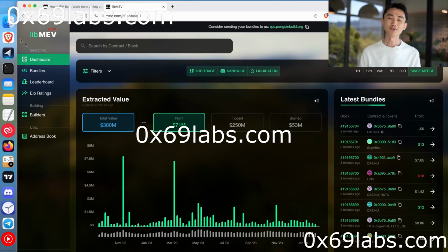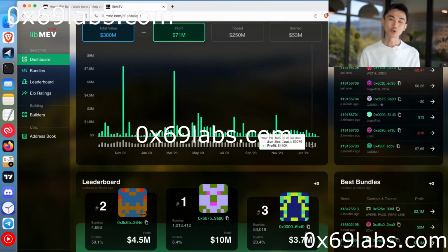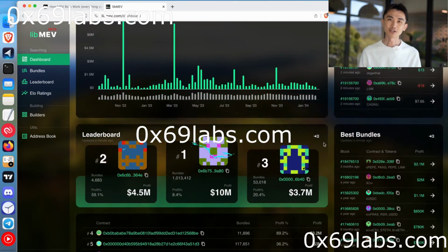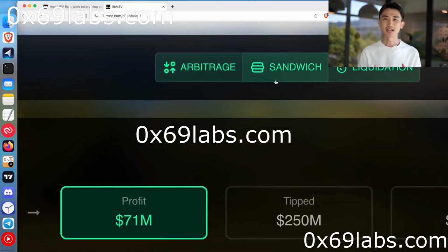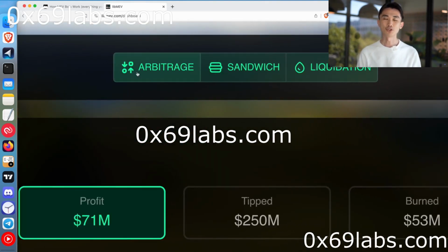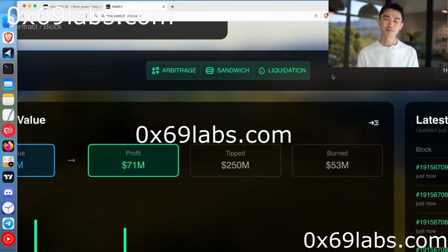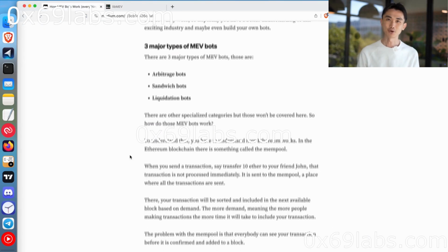So here's LIP MEV. It's a page that shows you the profit that MEV bots are making, and it's very accurate, according to some sources. You can see here there are mainly three main MEV bots: arbitrage, sandwich, and liquidation. Those are the three types. The first one is arbitrage. It's the most common one.